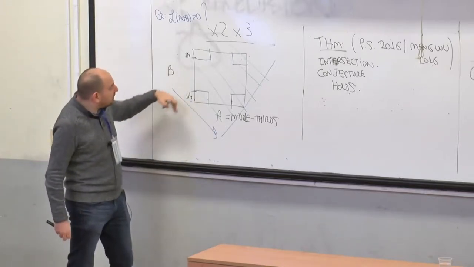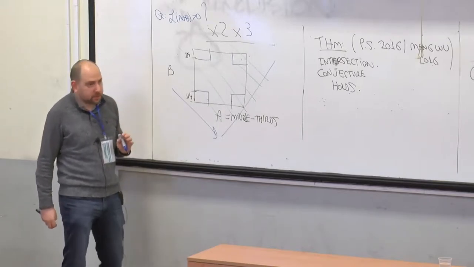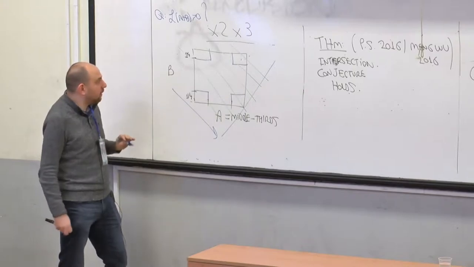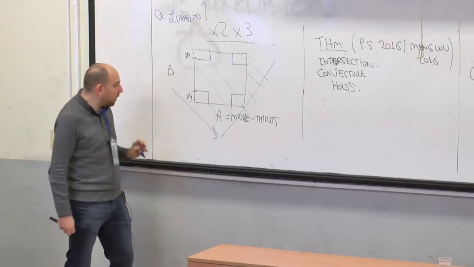OK, so this is an intersection problem. So it doesn't seem to be about projections so much. The first step for me, and this is already totally different from what Meng did, was to convert this into a problem about projections. So let me tell you how to do it.